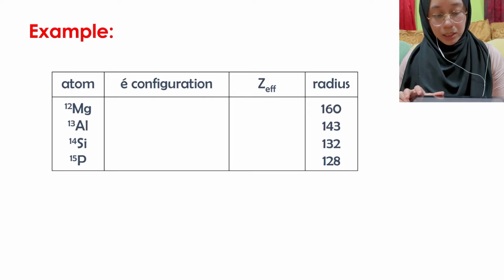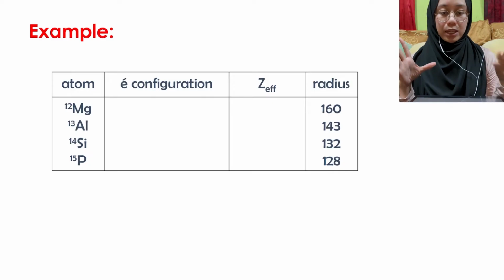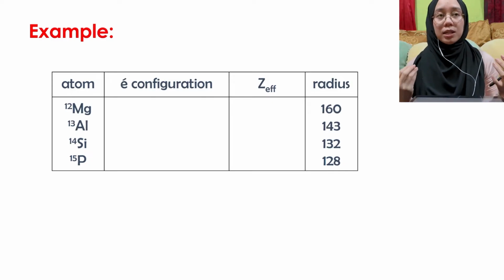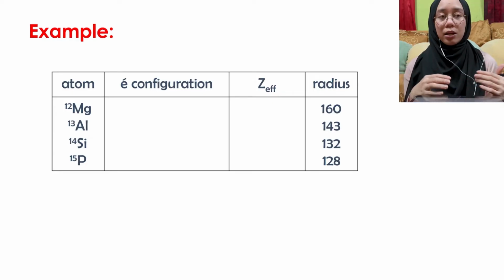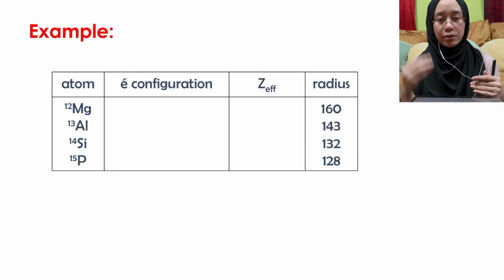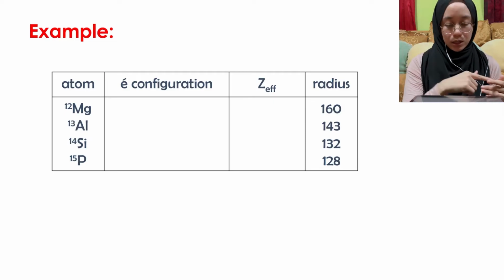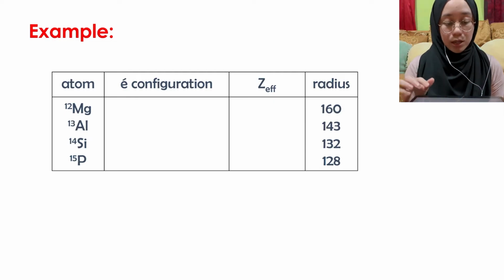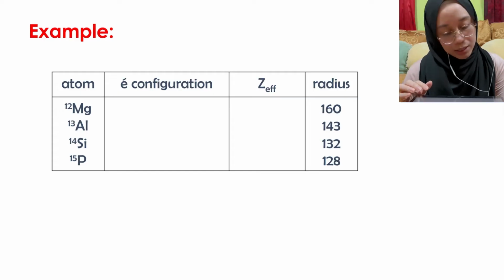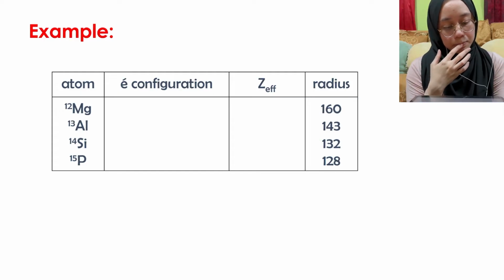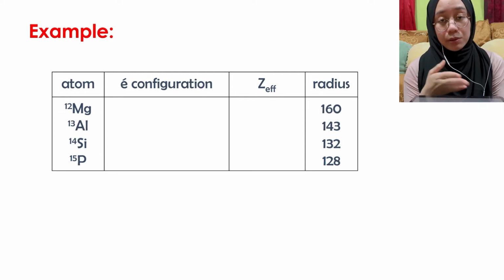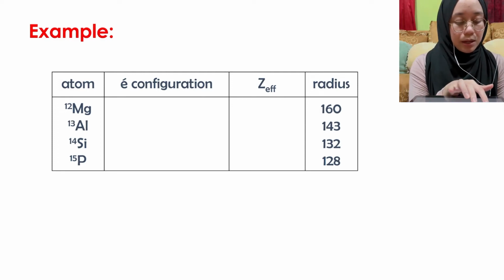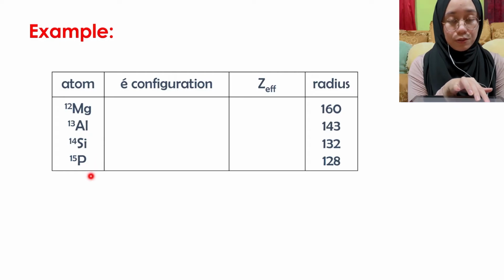For example here, Miss wants to show specifically in terms of the ZEF value. Actually, you don't need to calculate the ZEF itself. What is important is for you to know whether the ZEF value increases or decreases going across the period. So for example, let's have a look at this. This is atoms in period 3. So we have magnesium, aluminium, silicon and also phosphorus.